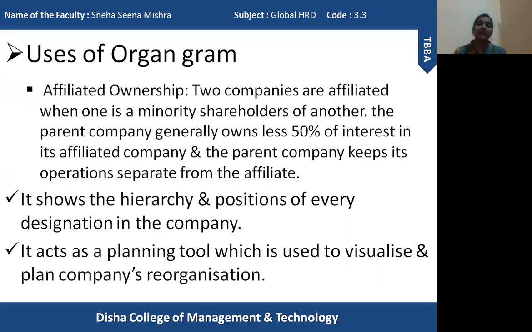The second one is affiliated ownership. So basically in this type of ownership, what happens? Two companies are affiliated when one is a minority shareholder of another.